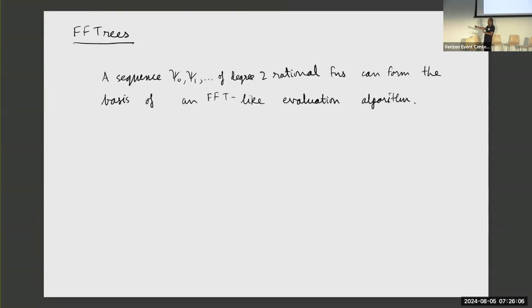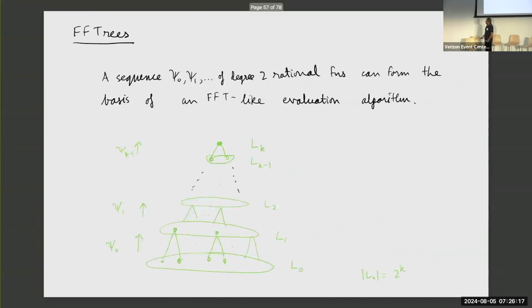Okay, so FF trees. FF trees are a generalization of this 2-to-1 map x squared to more general degree 2 rational functions. What we want is sets L0, L1, L2 all the way up to Lk, where the size of L0 is 2 to the k, and we have 2-to-1 maps psi 0, psi 1, all the way up to psi k minus 1, which are degree 2 rational functions. If we can find such a structure where all the Li's are subsets of the same FQ, then such a thing, based on the previous decomposition lemma, can enable an FFT-like thing and can plug directly into FRI.